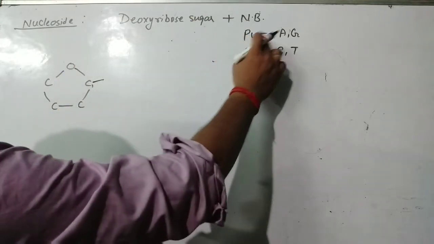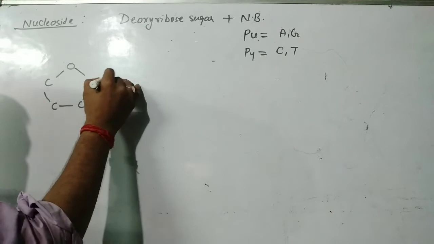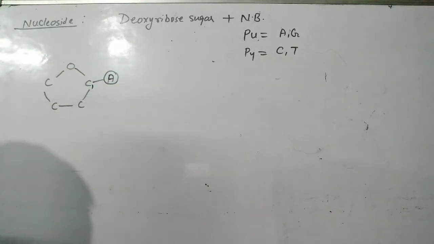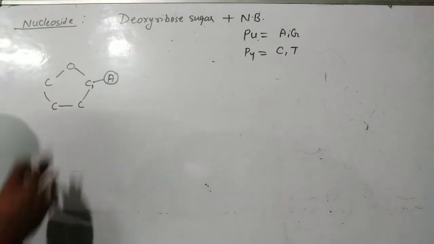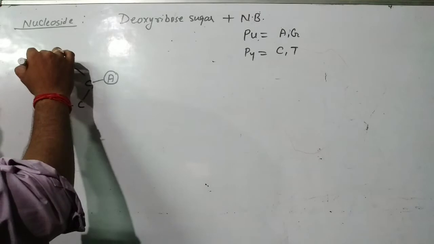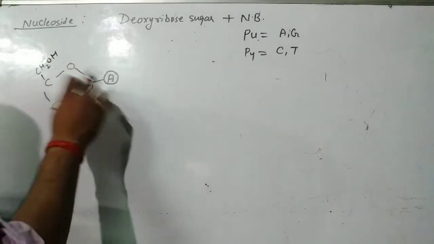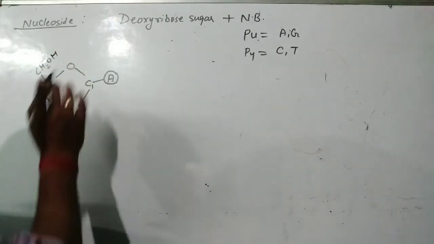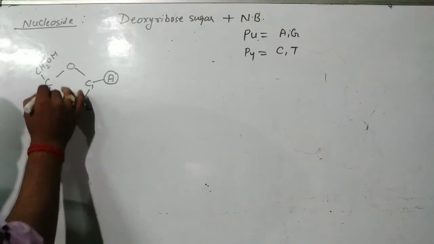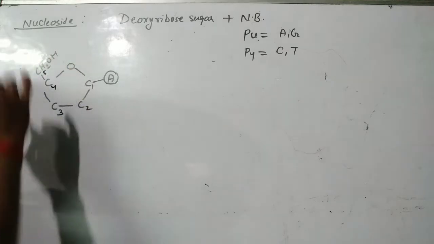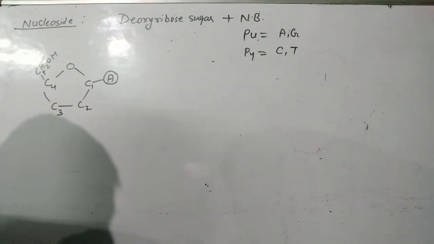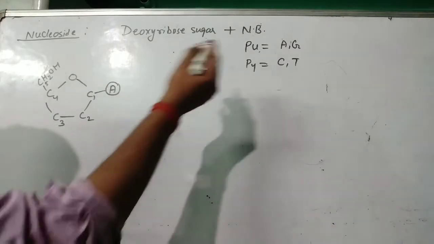So let us take a purine. One purine we have taken, that is adenine. We have added it to the first carbon atom of deoxyribose sugar. Once the nitrogenous base is added to the first carbon atom, it is known as nucleoside. This is the first carbon atom, second, third and fourth, and the fifth is out of the cycle. In the same manner, we can add another one also.